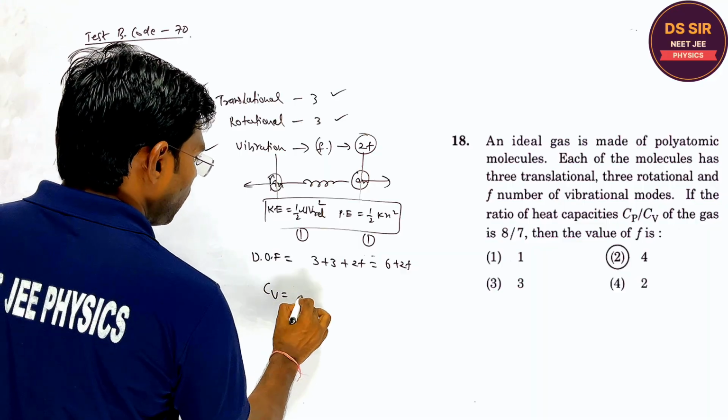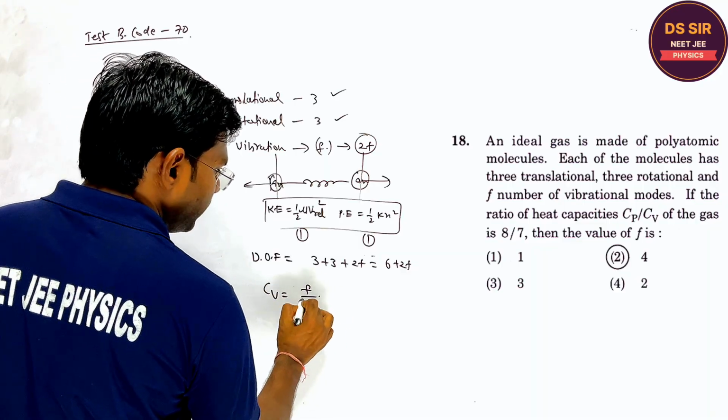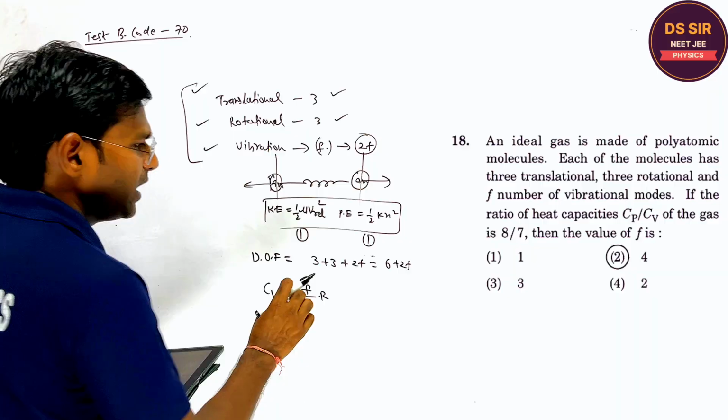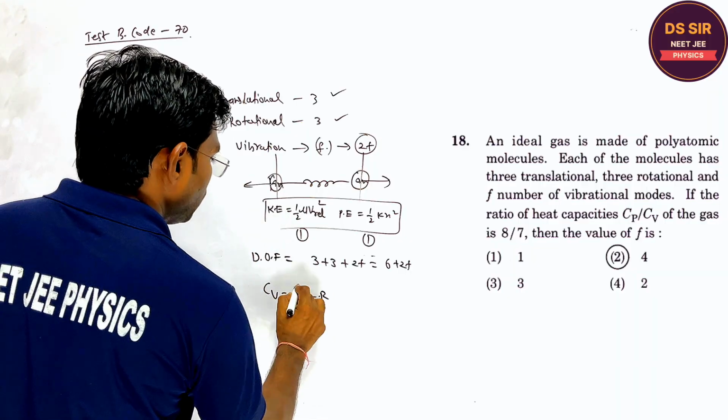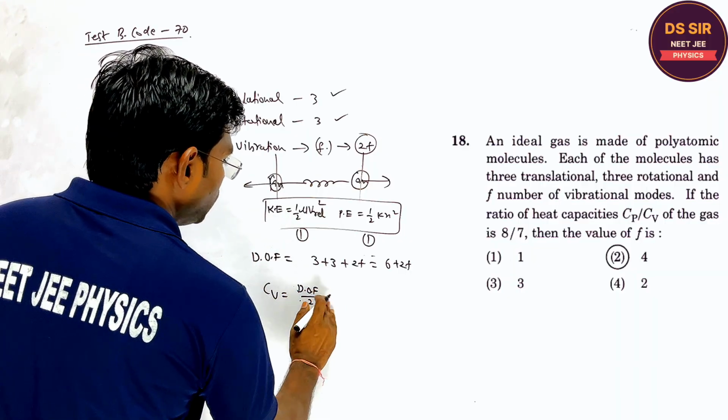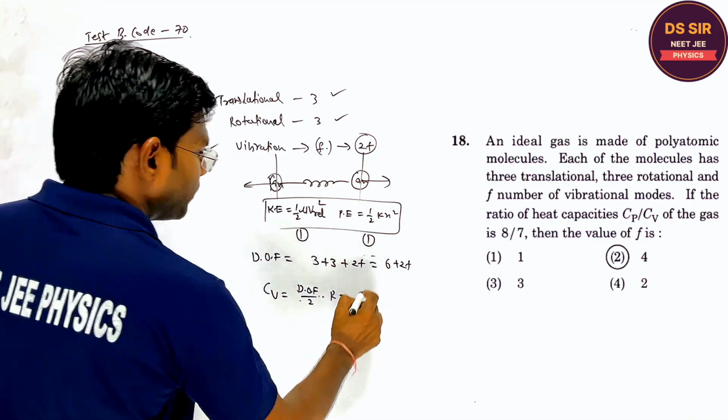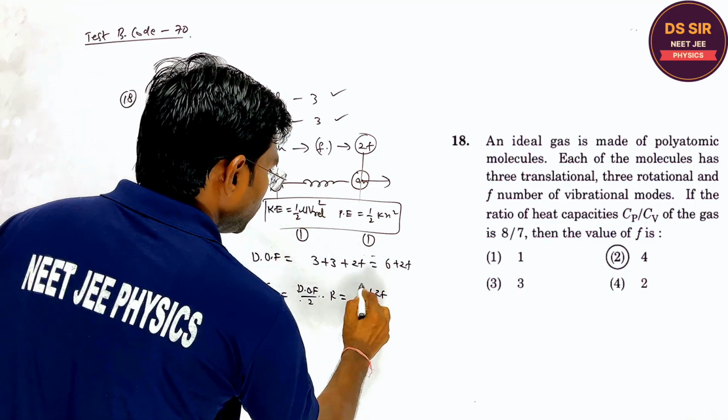Therefore the CV is equal to what? Degree of freedom by 2. CV is equal to F by 2 into R. What is the F? F is the total degree of freedom. You have to write DOF into R. So what is the total degree of freedom? You will write 6 plus 2F by 2 into R.